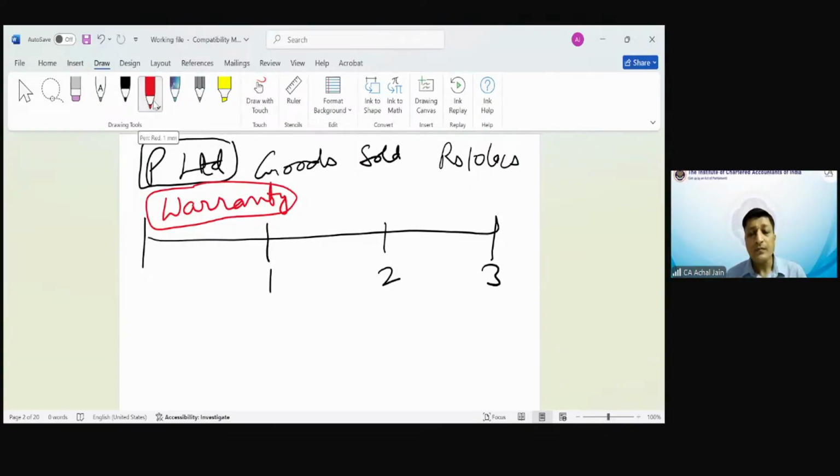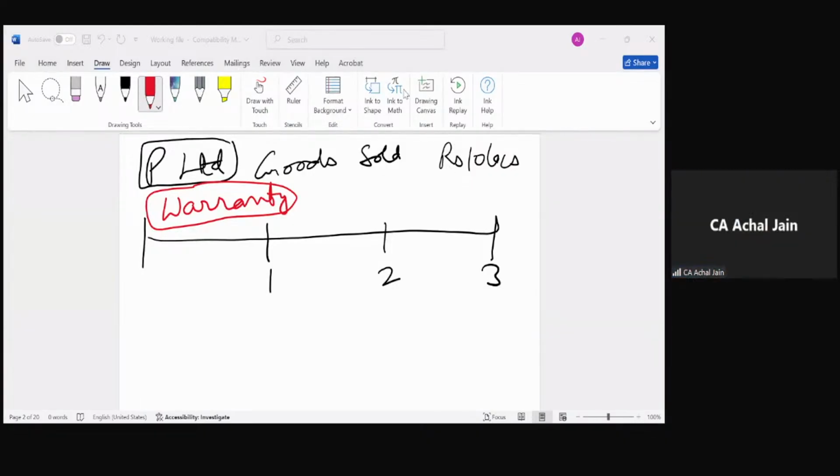Now the question arises that in respect of this warranty, do you see any obligation on the part of P Limited? Over to you. Do you see any obligation on the part of P Limited? Quickly, over to you. Yes. Okay, Devu, Arun, they are saying yes, there is an obligation on the part of P Limited. Right?